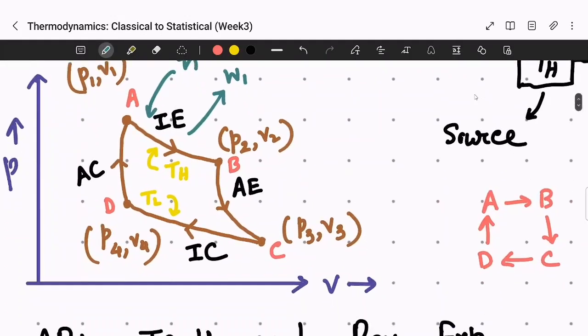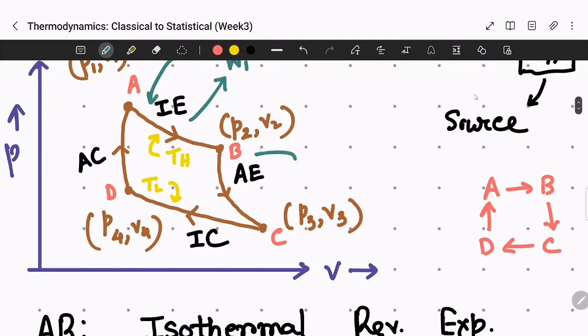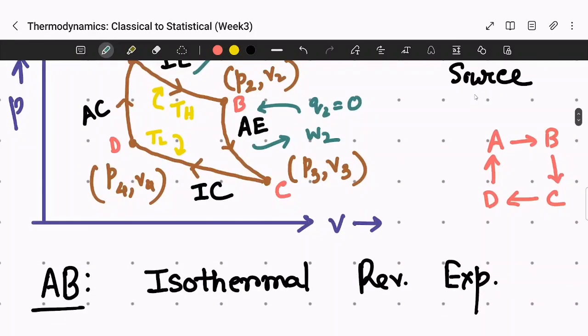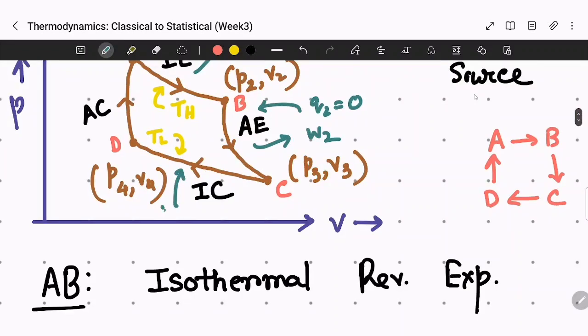Okay. Now next is adiabatic reversible expansion. For adiabatic expansion we know that Q2 is 0, because in the adiabatic case no heat exchange is occurring with the surroundings, and the output will be some W2 due to the change of internal energy. Now for the third case, isothermal compression is occurring. That means we are giving the work, that's why it is compressing. So now here we are giving W3 and we are getting heat Q3.